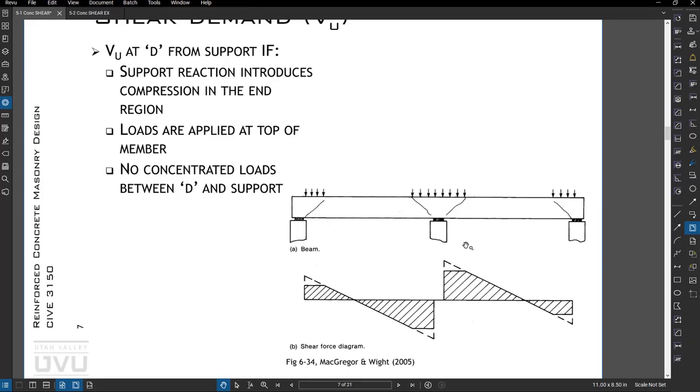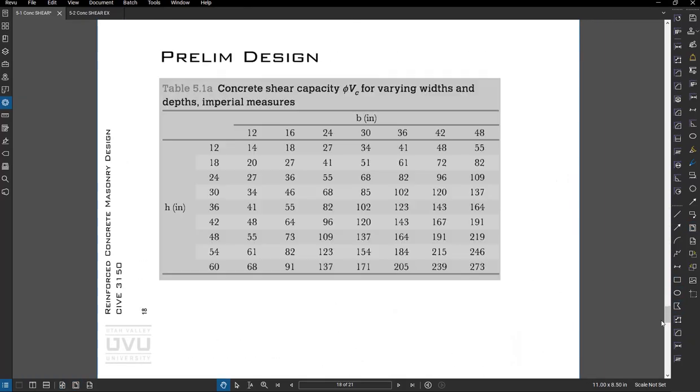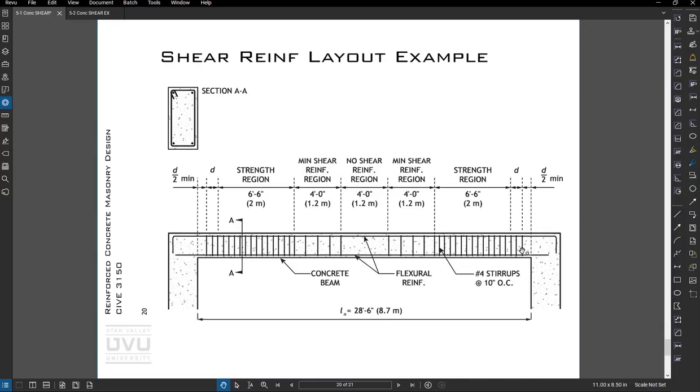Okay, so let me just see if there's anything else worth looking at, talking about. There's a little bit of preliminary design help for you, and then an example of the reinforcing layout as it might vary in an actual beam. So at the end of the day, we're going to want to schedule this, and let's jump over to the example and see what that looks like.